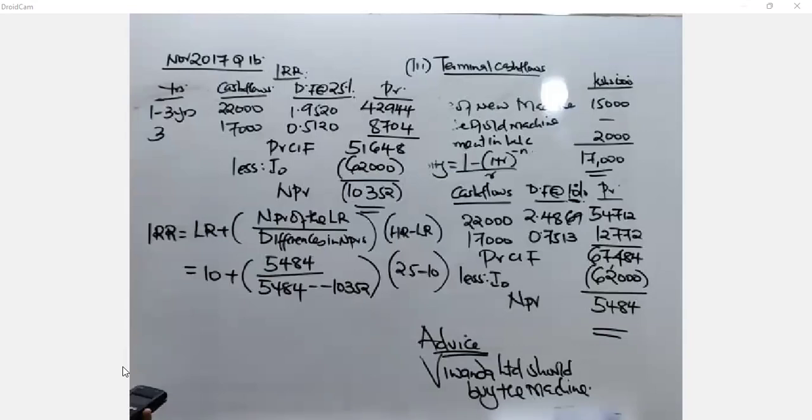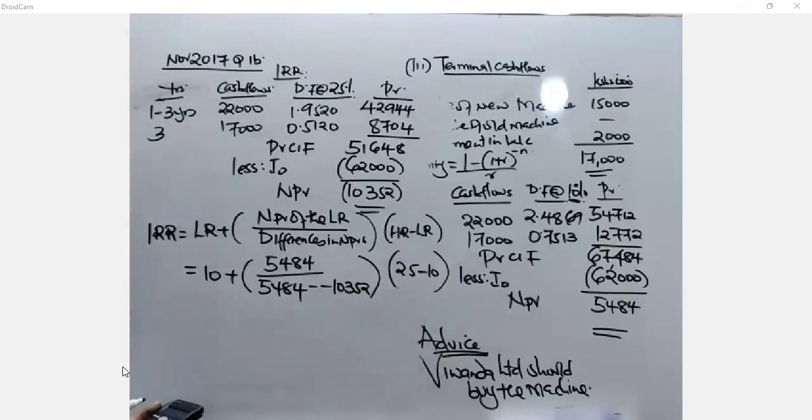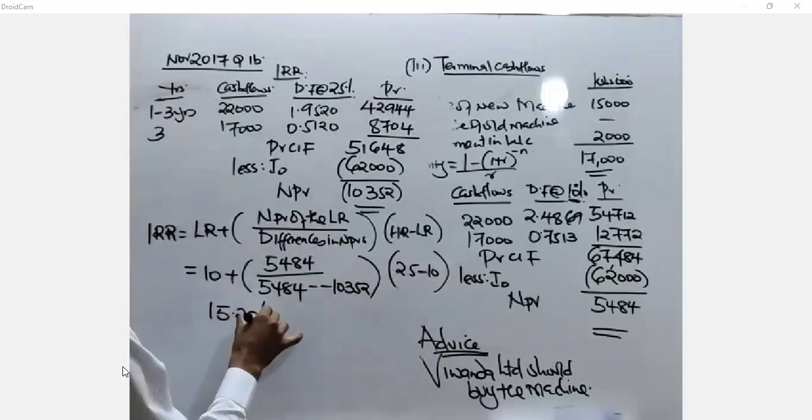Then you take 5484, you divide by the answer, then you multiply by the difference, which is 10, sorry, 15, times 15. Then you add 10. So you get around 15.20%.